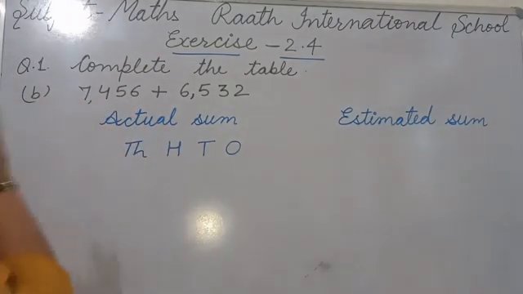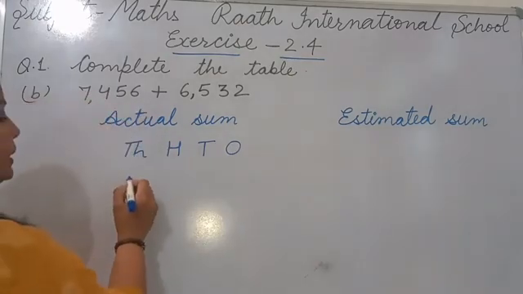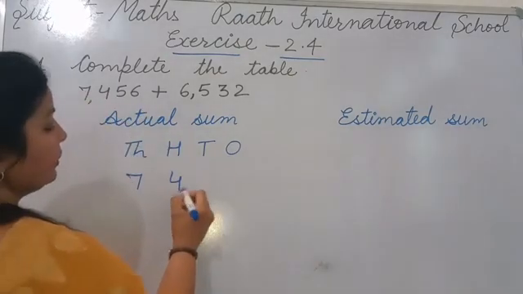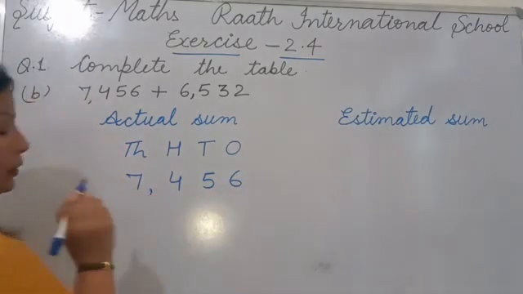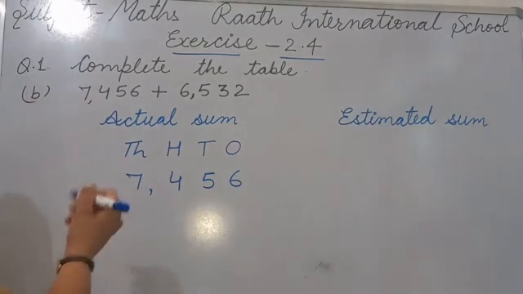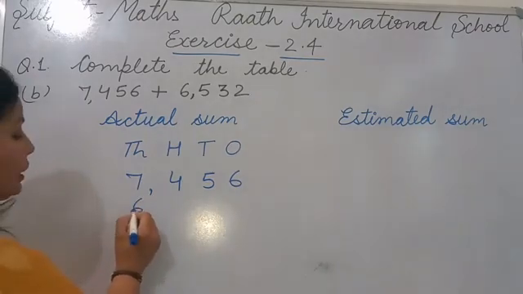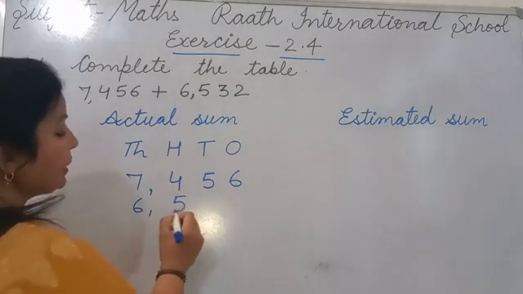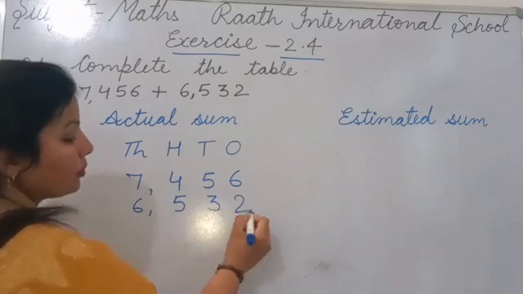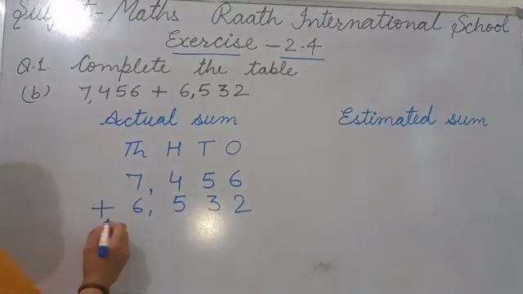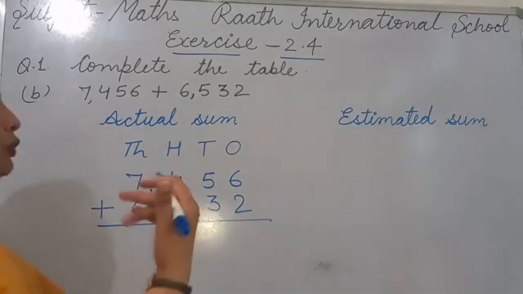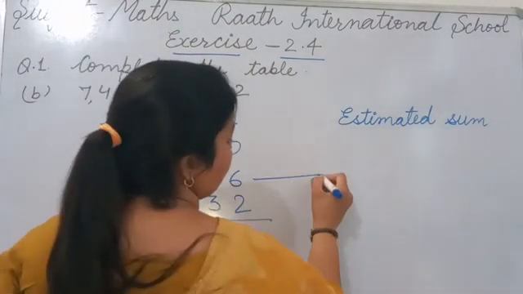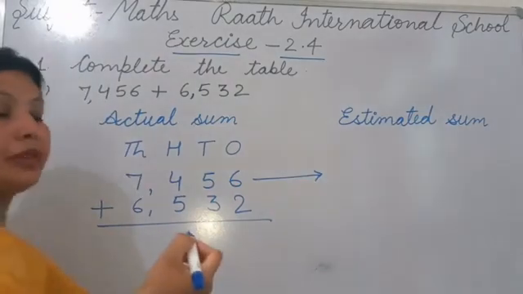Now here is 7456 plus, we should put a comma here to separate the period. Now plus 6532. Okay, when we add these, this is the actual sum, and now we should write their rounding numbers. Firstly we should write their rounding numbers.